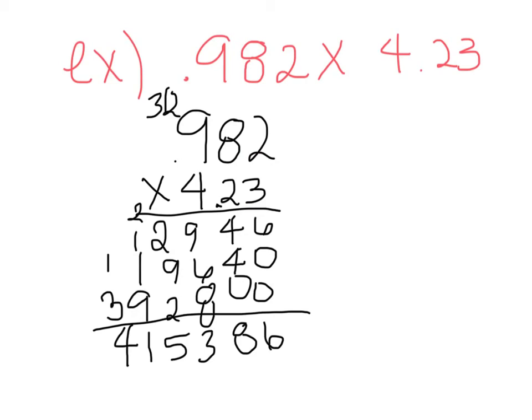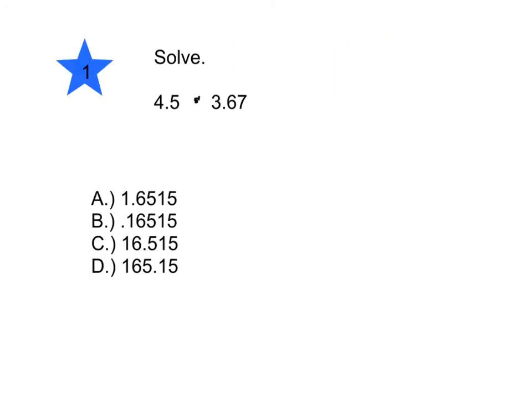Now I need to know where to put my decimals. So I have 1, 2, 3, 4, 5 places. So I need to go over 1, 2, 3, 4, 5. So my decimal point is going to go between the 4 and the 1. So my answer is 4 and 15,386 hundred-thousandths.